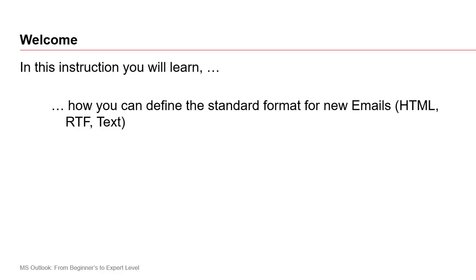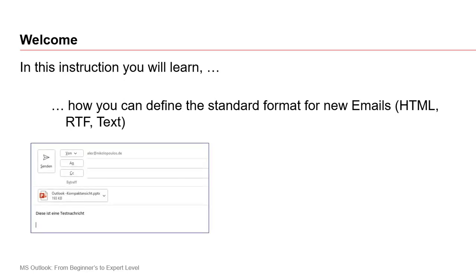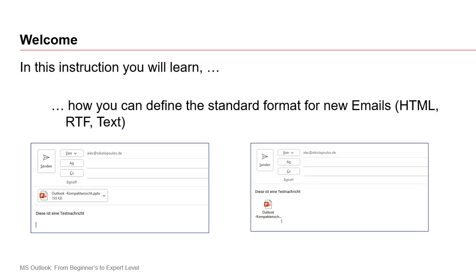In this instruction I will show you how you can define the standard format for new emails. I don't know if you are aware, you can create emails in HTML format, RTF format and as pure text. And you can set a standard so that Outlook always uses this format for new emails. Of course, you can change the format for a new email during the creation of an email, but you can define the standard so that Outlook uses this standard for all new emails.